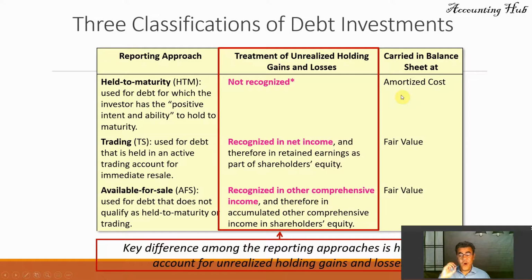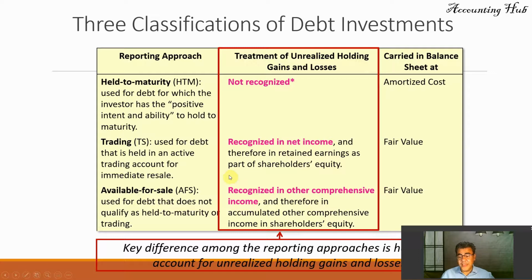Trading is the opposite. Used for debt that is held in an active trading account for immediate resale. So here, it doesn't matter if my bond is for 6 months, 1 year, 5 years, 10 years. It will always be a current asset. And we recognize unrealized holding gain and losses in net income. So it is gain or losses in net income. And we carry it in the balance sheet at fair value.